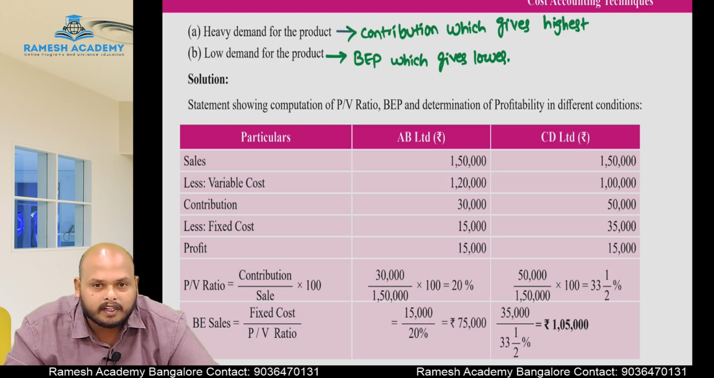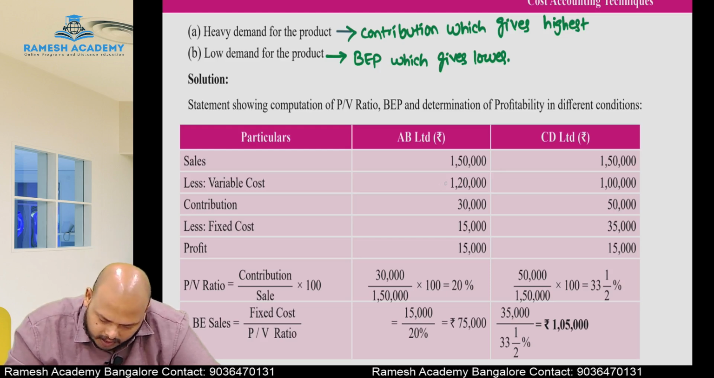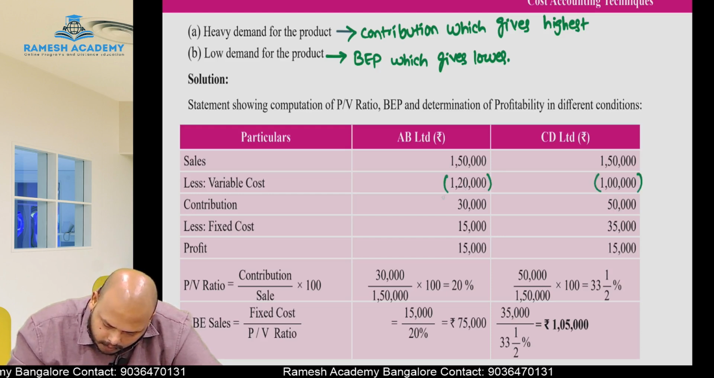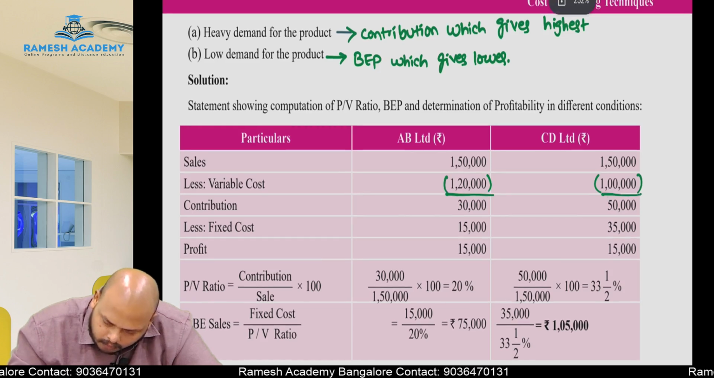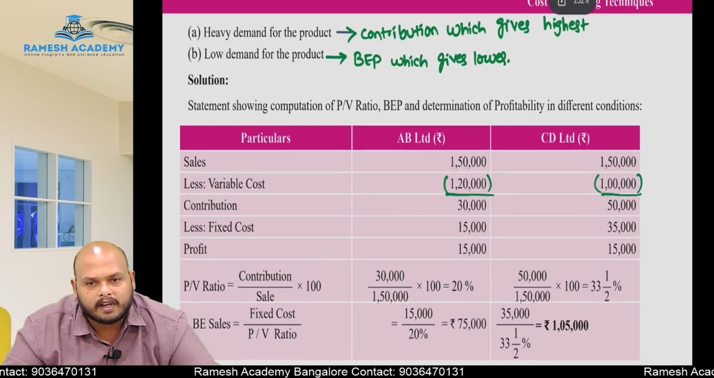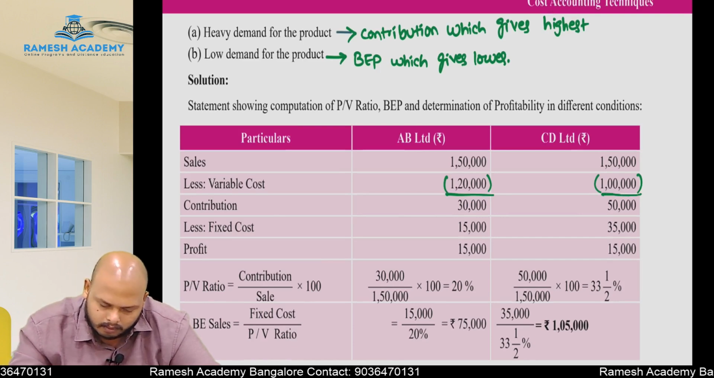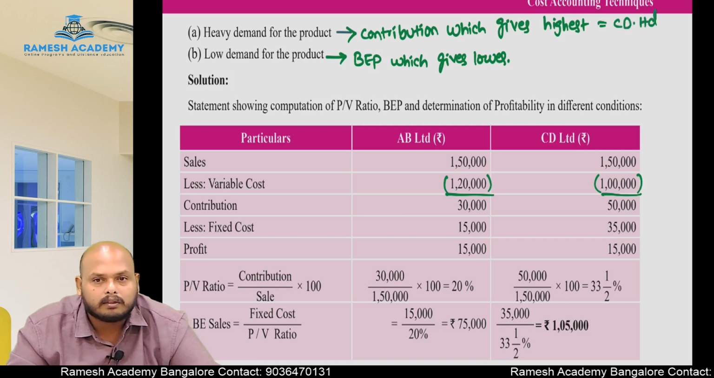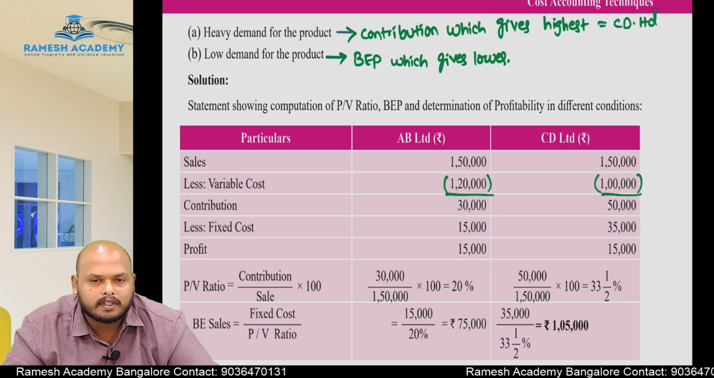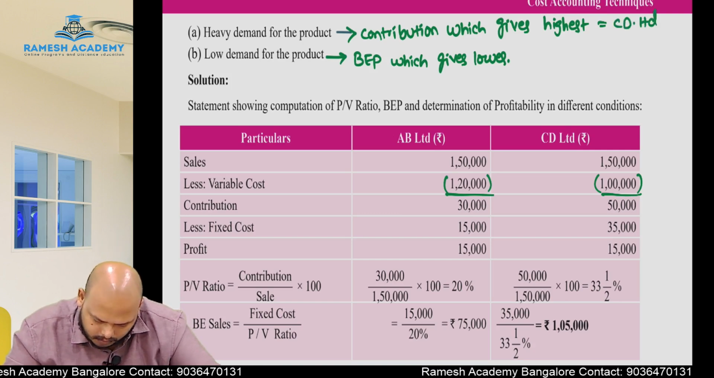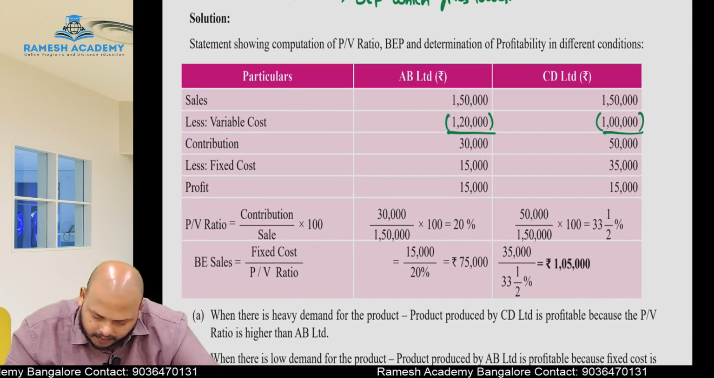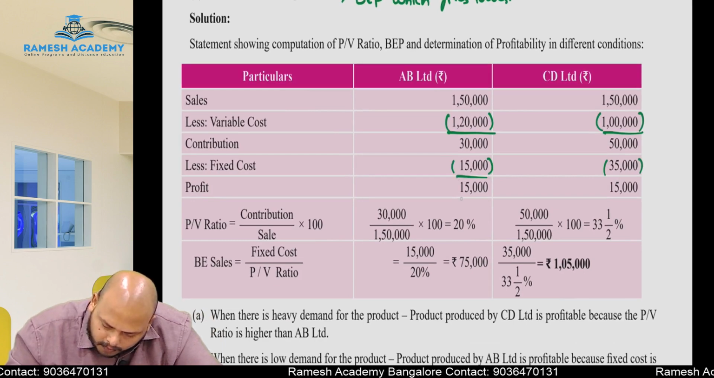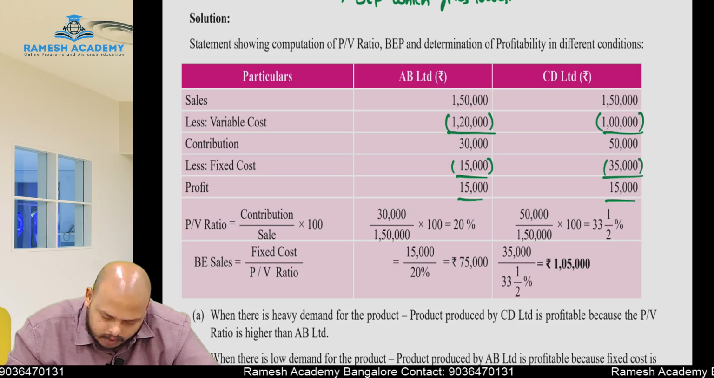Sales is 1,50,000 for both. Variable cost here is 1,20,000 and here it is 1 lakh. So the contribution is 30,000 and 50,000. The product giving the highest contribution is 50,000. So when there is heavy demand, we have to choose CD Limited, because it has the highest contribution. Next, minus fixed cost 15,000, profit is 15,000. Here also 50,000 minus 35,000, profit is 15,000. Same in both conditions.